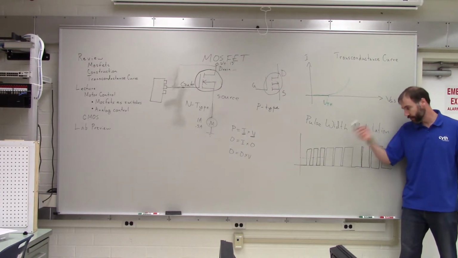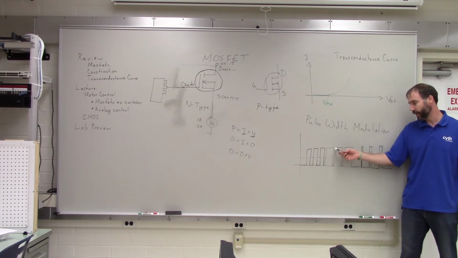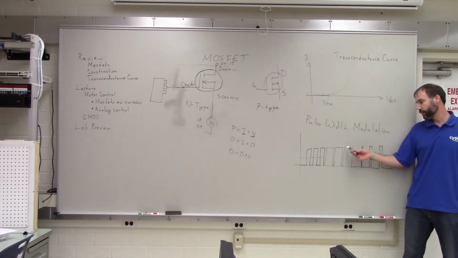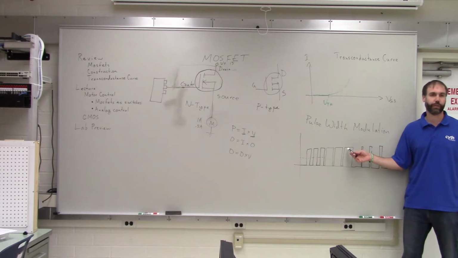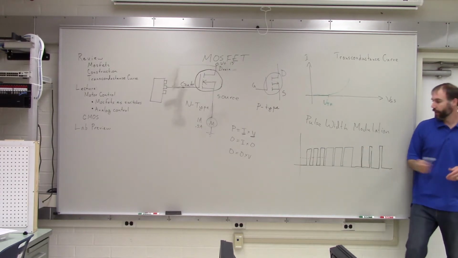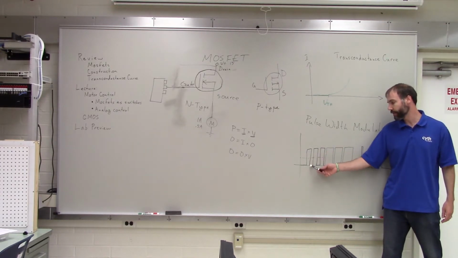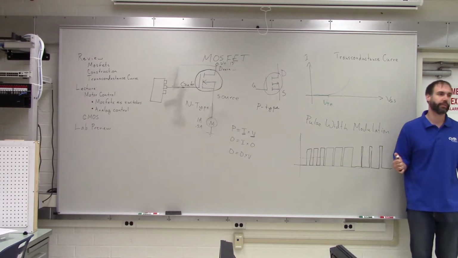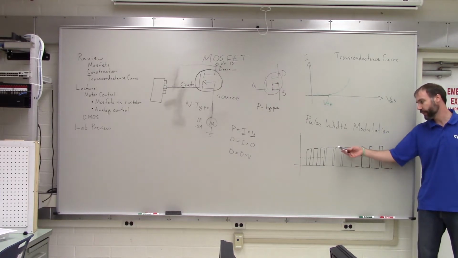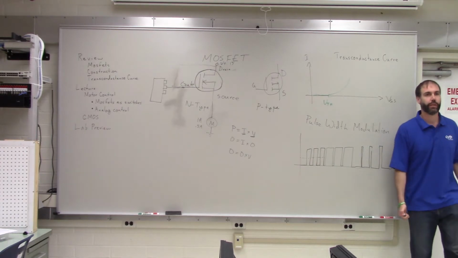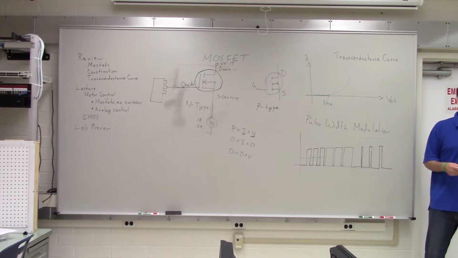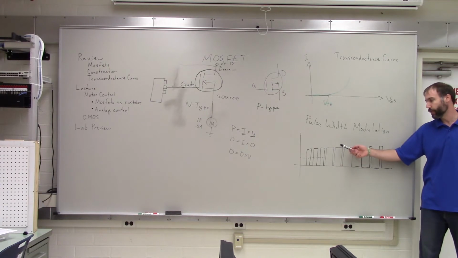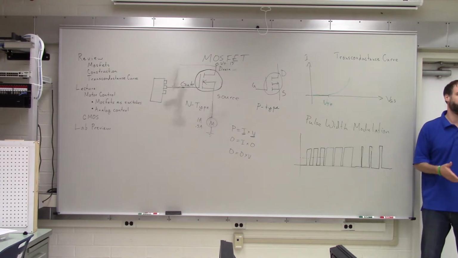I should define that term. The duty cycle is how much of the time the pulses are positive. So if the pulses are positive for half the time and low for half the time, then that's a 50% duty cycle. If they're on for 90% of the time, that's a 90% duty cycle. So duty cycle is just the percentage of the time that the pulses are on. Okay.